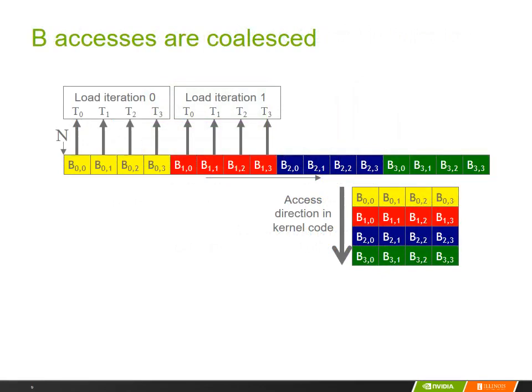This slide further illustrates the coalescing behavior of accesses to B. During the first iteration, the threads in the warp will be accessing neighboring B elements in the yellow section, and then they will move to the B elements in the red section, and so on. In every iteration of the memory access, the threads will be accessing neighboring elements in a burst section. So this means that all the accesses to matrix B will be coalesced.